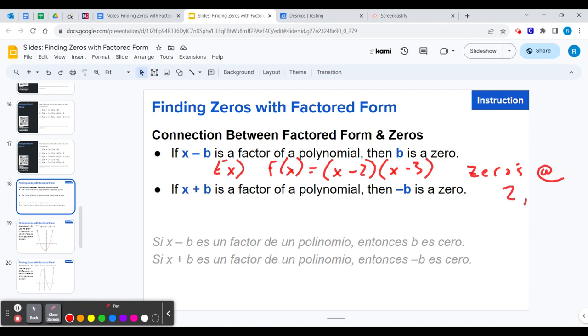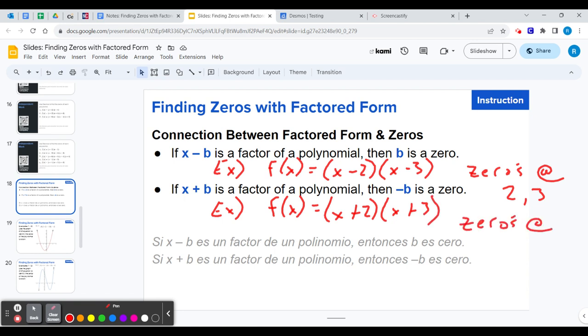positive 2 and 3. And then if we went in that other direction with x plus b, we've got an example: f of x equals x plus 2 this time times x plus 3. Then in this case, our zeros are at -2 and -3.